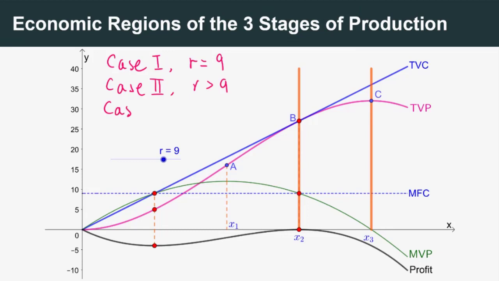And then there is another case: what if the input price is smaller than 9? Then the TVC curve will be below the TVP curve, and there could be positive profits in stage 1. It is a little bit more complicated, and I will explain it to you in the animation.